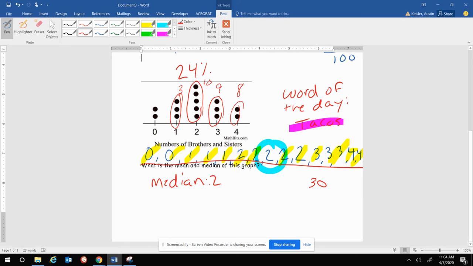And then if I count how many dots I have: 1, 2, 3, 4, 5, 6, 7, 8, 9, 10, 11, 12, 13, 14, 15. So I've got to do 30 divided by 15, which we should know is 2. So the mean is also 2. So just a reminder, that's how you do a dot plot and a histogram.